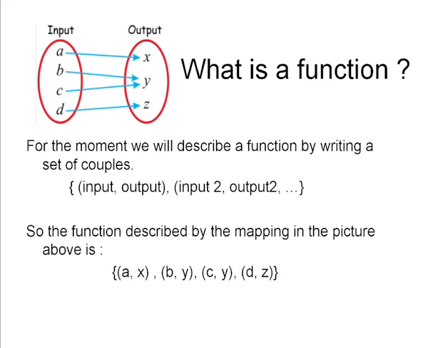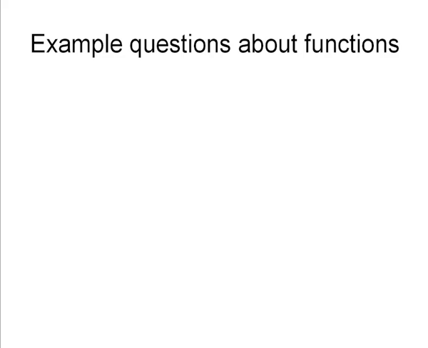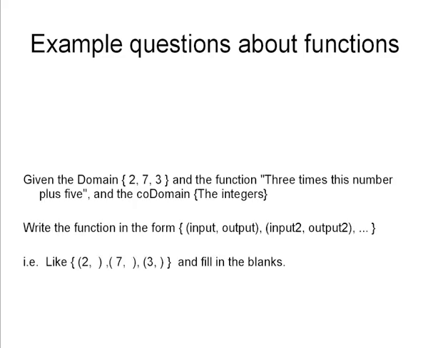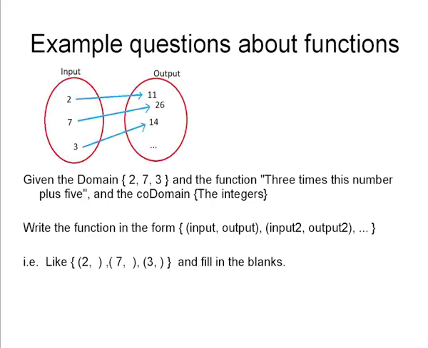A function, again, is a mapping from inputs to outputs. We can describe it using the picture, or we can describe it as a set of couples like I've written down there. Okay, let's have a look at some example questions about functions. Here's the question I'm going to ask you. Given the domain {2, 7, 3} and the function 3 times this number plus 5 and the codomain, the integers, write the function in the form input, output, input, output, input, output, the set of couples. Okay, so it's going to be 2 comma something, 7 comma something, 3 comma something, and you are to fill in the blanks.